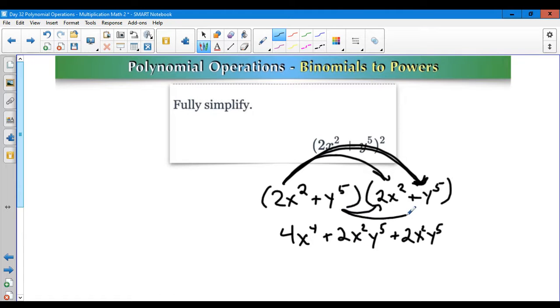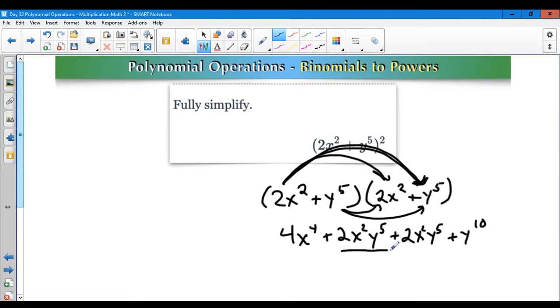And now y to the fifth times y to the fifth, of course, it's positive. And again, you add the exponents. The rule for exponents is to add those exponents when the base is the same, like these y's. So y to the 10th power.